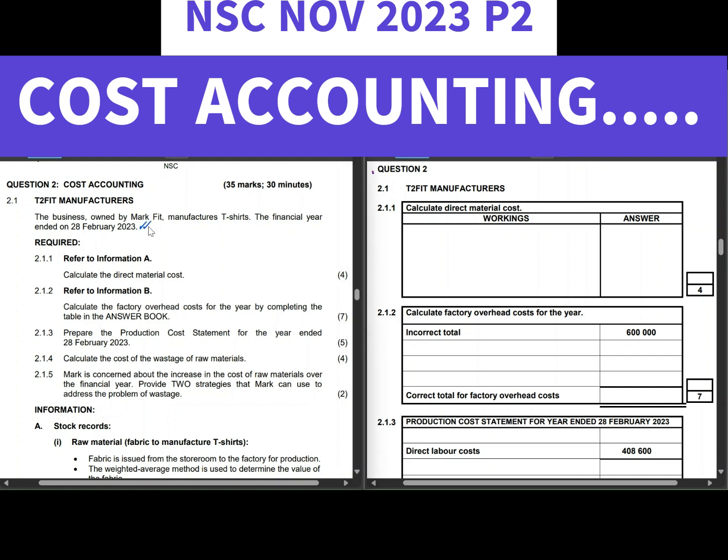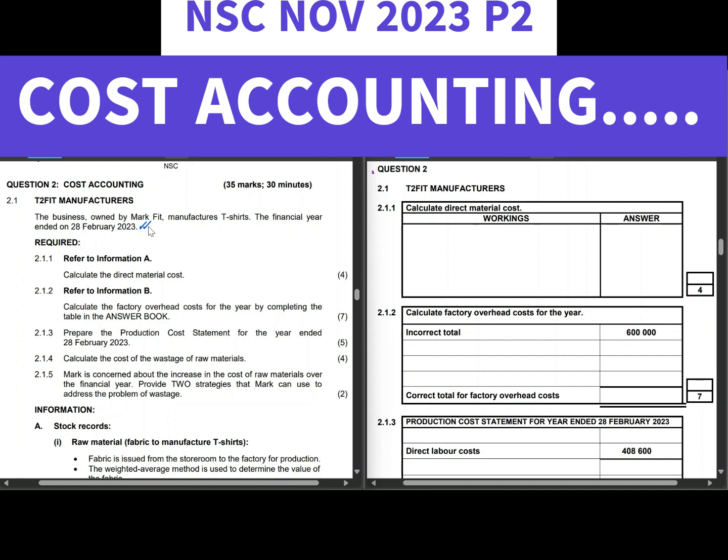So it is very important that you understand your time frames when the financial year begins as well as when it ends. Do not always assume that it's going to end in February. I've seen question papers where it will end in June, where it will end in May, where it will end even in September. So make sure that you familiarize yourself with different financial periods.